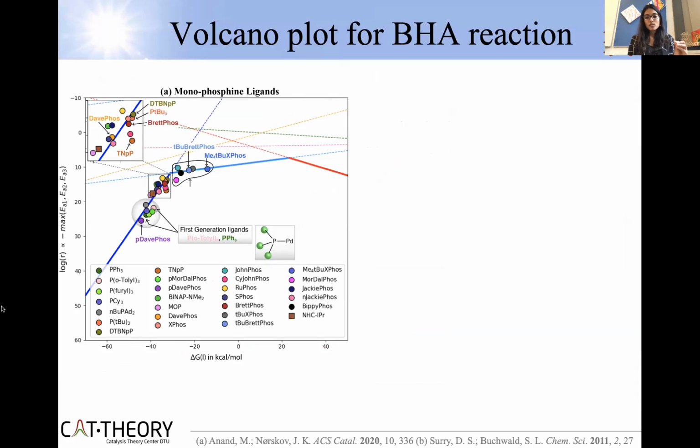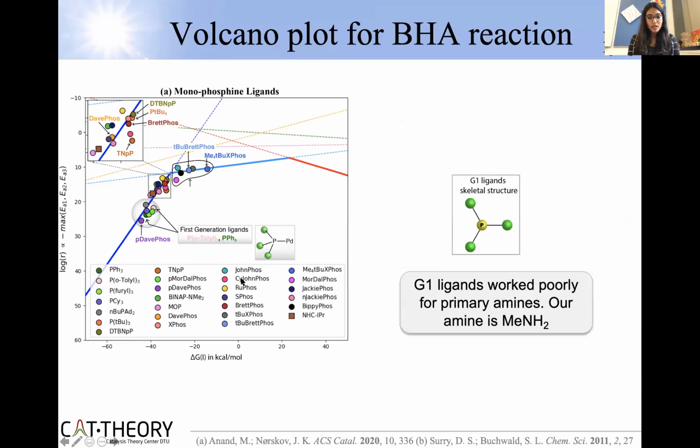This is a complex diagram, but right now I want you to just focus on the gray region. It is experimentally known that the generation 1 ligands work poorly for primary amines, and remember, our amine is methylamine. In fact, our volcano plot shows the same. You see the gray regions, these are the first generation ligands. They give the lowest possible rate among all the ligands that we have considered in our study.